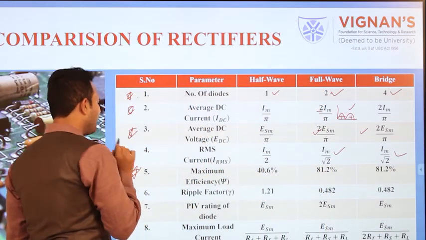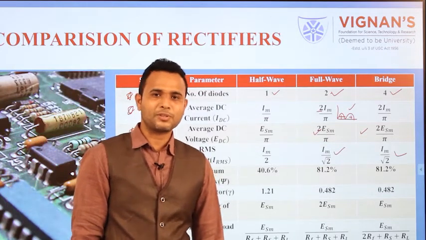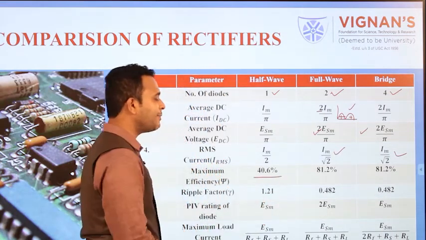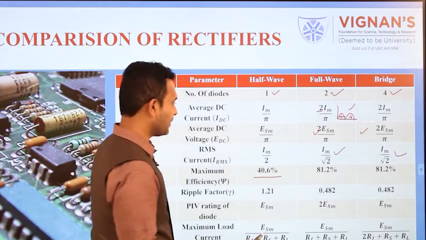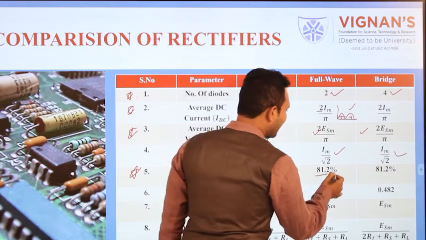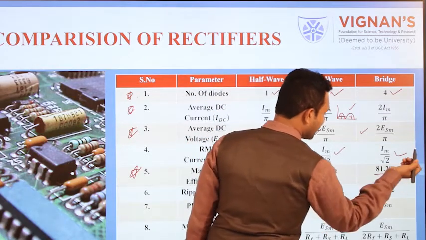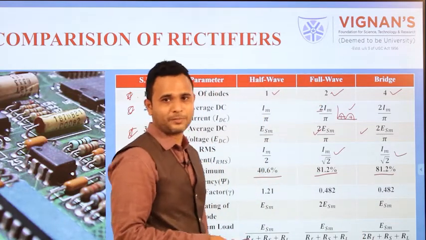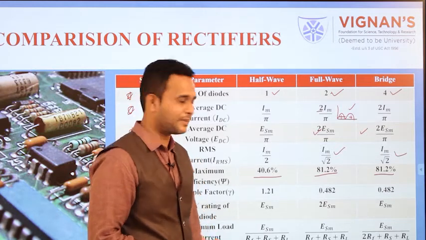Coming to the efficiency, this is very, very important. Efficiency should be as high as possible. For the half wave rectifier, efficiency is only 40.6%. For the full wave rectifier it is 81.2%. For the bridge rectifier also it is 81.2%, right? So for the full wave rectifier we get more efficiency.